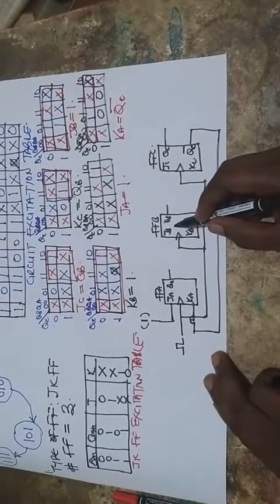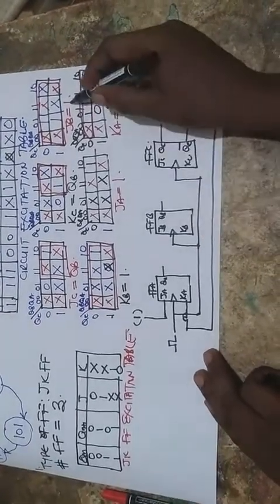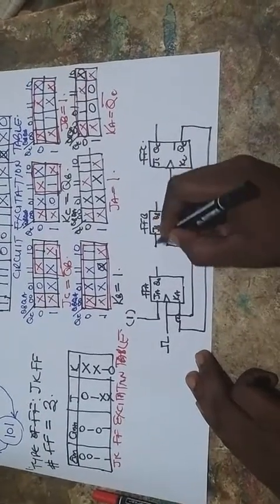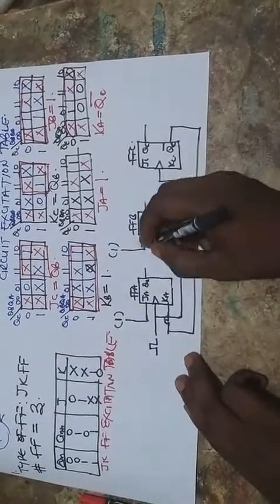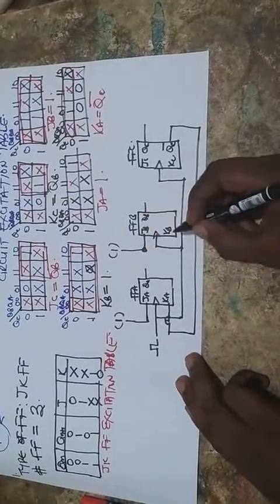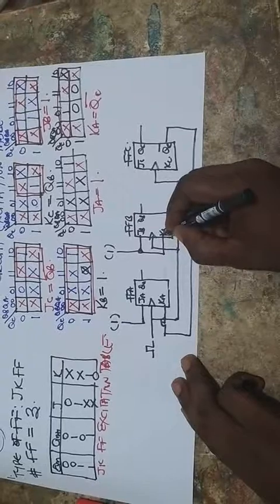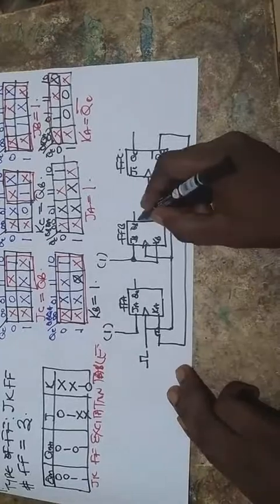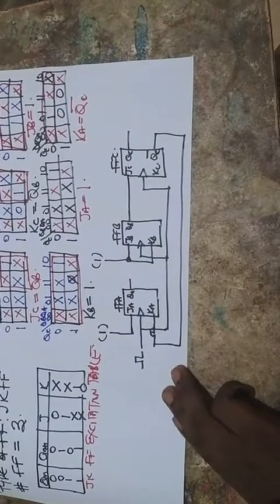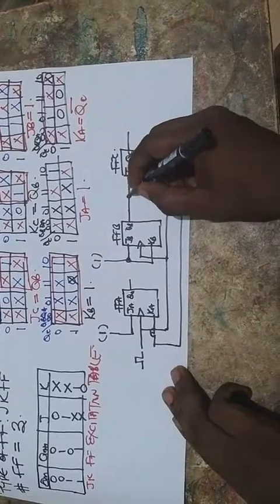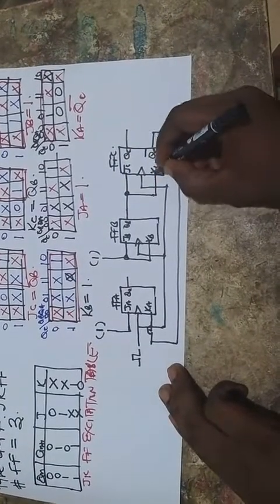Now we come to flip-flop B. JB is also equal to 1, and then KB is also equal to 1. So it means I can tie KB and JB together. Now I have JC equal to QB. This is my QB, this is my JC, so it goes directly to it. And then KC equal to also QB, so I can take it from here, and then they also come here.